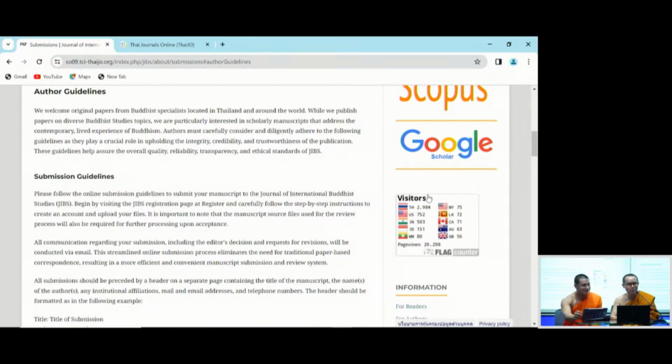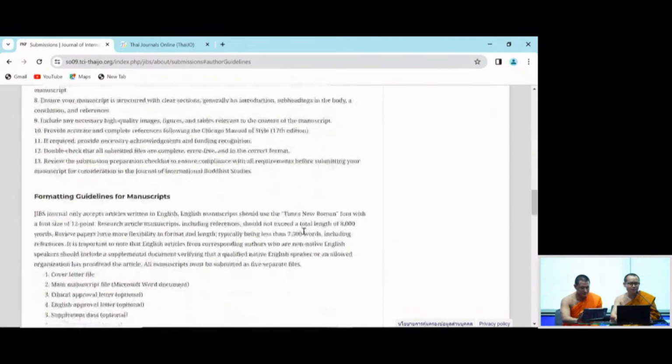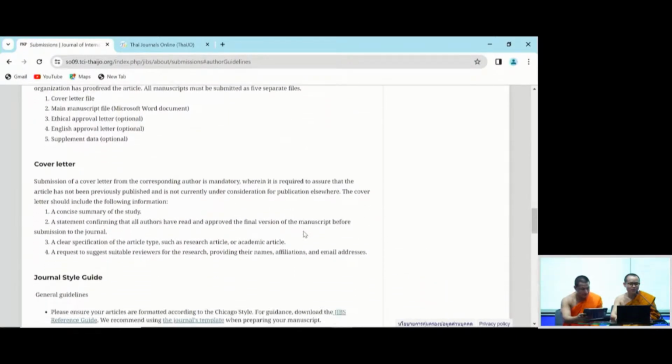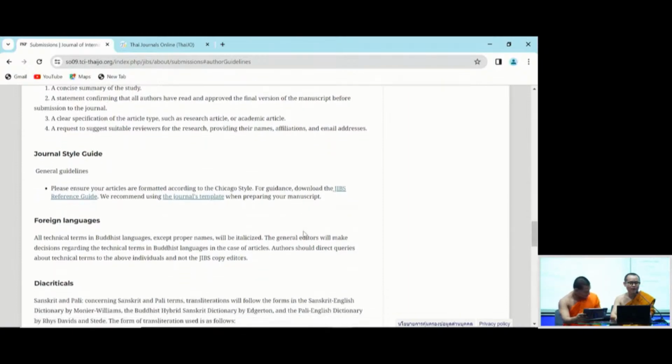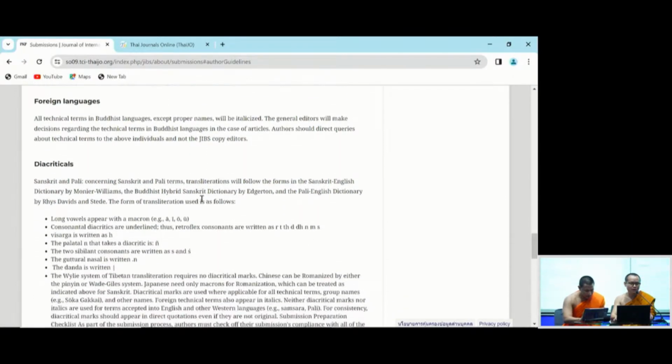The author should read all the guidelines, prepare the manuscript, and follow the author guidelines. You can check the author guidelines on our website, and now we have the reference guide, Chicago style, inside. You can download it.